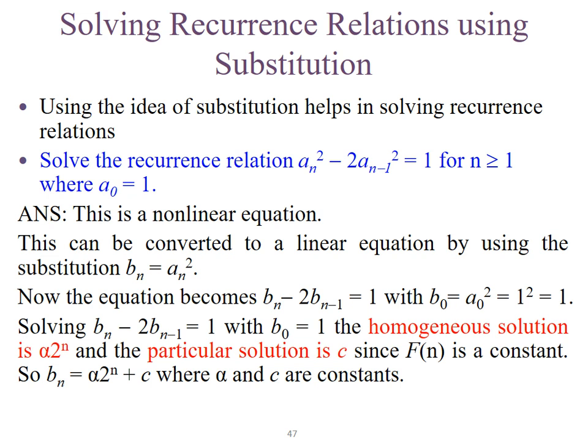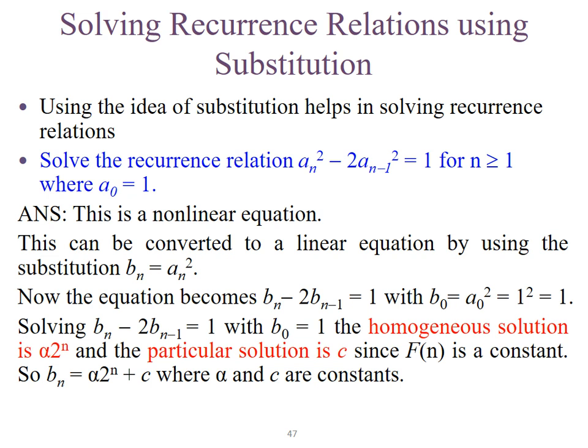So let's see the next step. Once we have this equation, then we know the characteristic root is 2, right? r minus 2 equals 0 as our homogeneous solution. So we can write a_n^h equals alpha times 2 to the power of n. Okay, so this is the homogeneous solution.